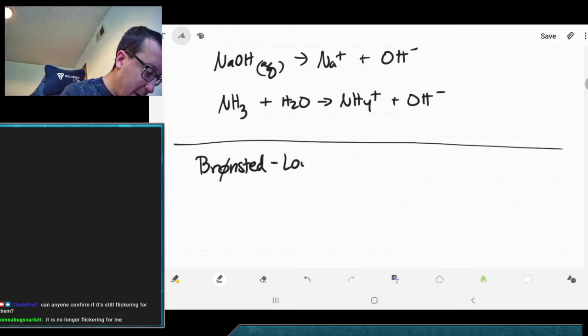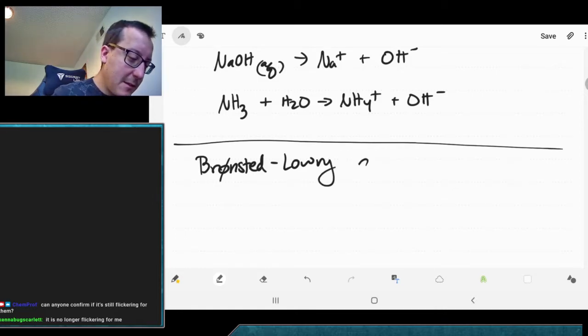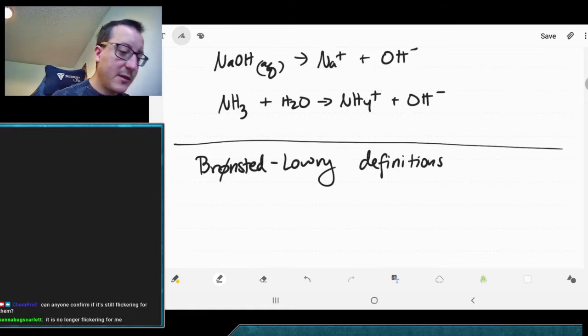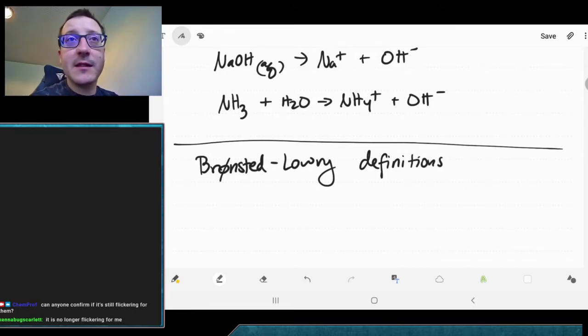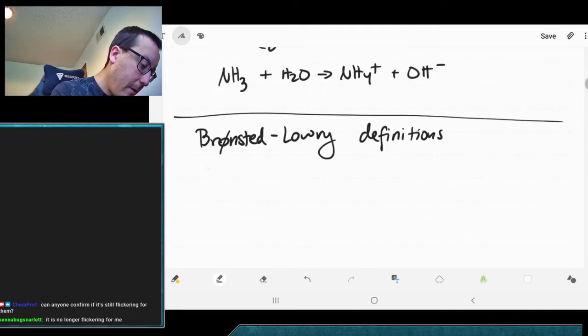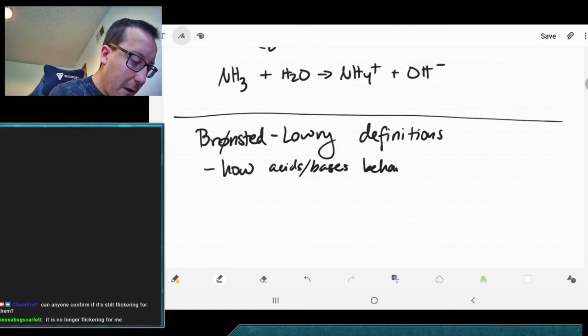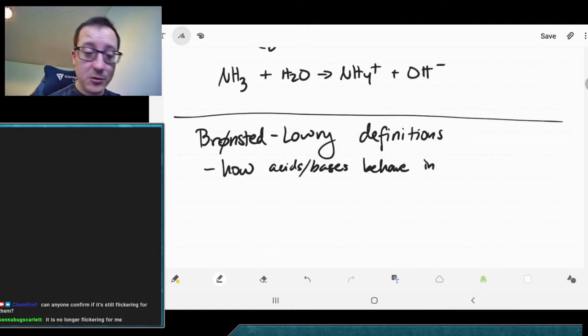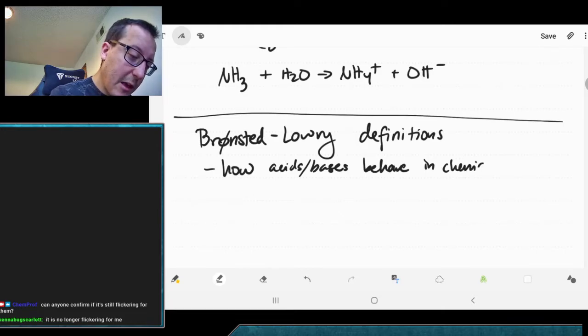The Bronsted-Lowry definition of acids and bases is quite a bit more useful. The Arrhenius definition talks about things dissolving and breaking up into H plus or OH minus. But the Bronsted-Lowry definition, as we're going to see, talks about how things behave in reactions, how acids and bases behave, rather than something physical like dissolution. We're going to actually look at chemical reactions.